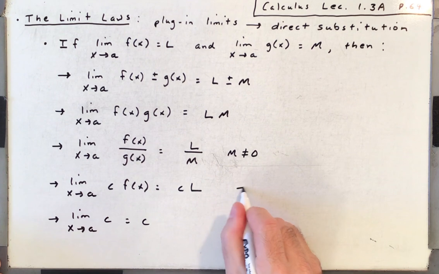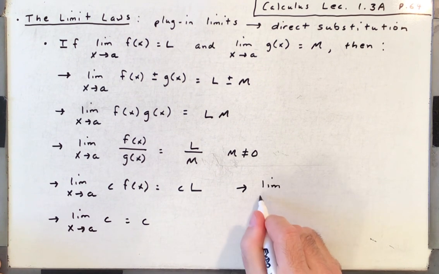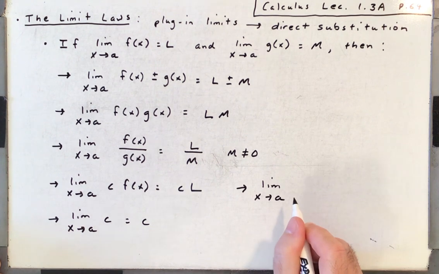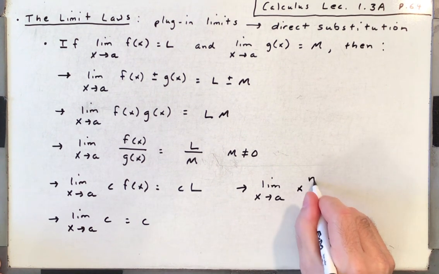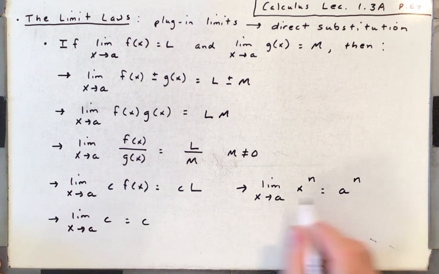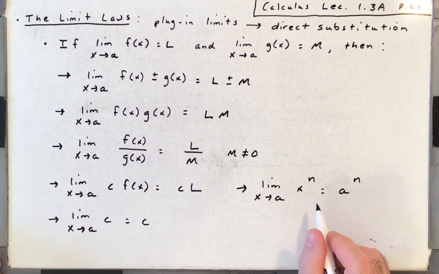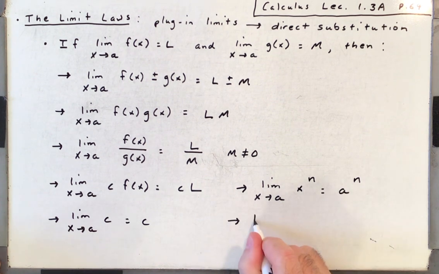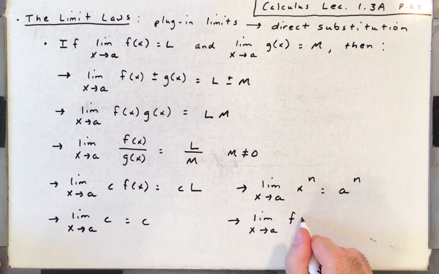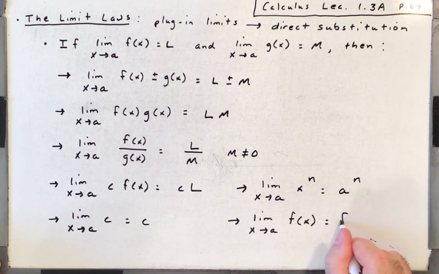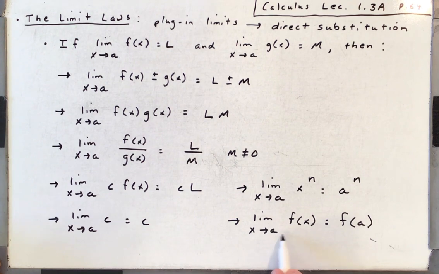All right, I'm going to put the next one over here. The limit as x approaches a of x to the n will just be a to the n. We just plug a in for x. Another way to say that more broadly, the limit as x approaches a of f of x would be f of a. We're plugging a in for x, so f of a. I'm about to erase all this if you need to pause.